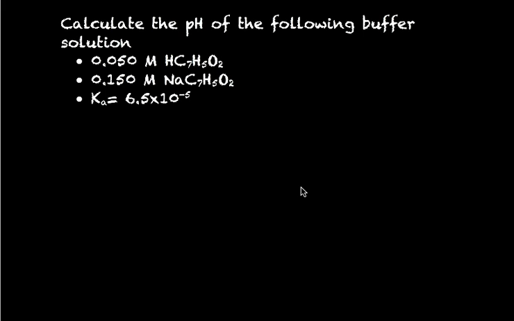Okay, now here's where we're going to start using the Henderson-Hasselbalch equation. This problem reads, calculate the pH of the following buffer solution. We are given 0.050 moles of HC7H5O2, which is our acid. You know this because we have a hydrogen. We are given 0.150 moles of NaC7H5O2, which is our base. Our Ka is 6.5 times 10 to the negative 5.